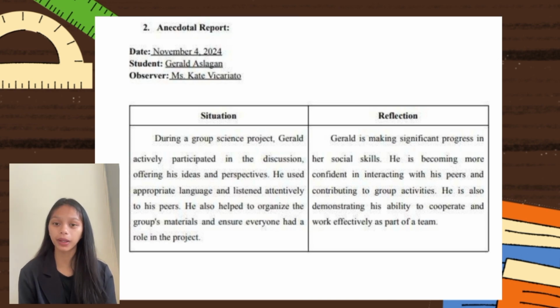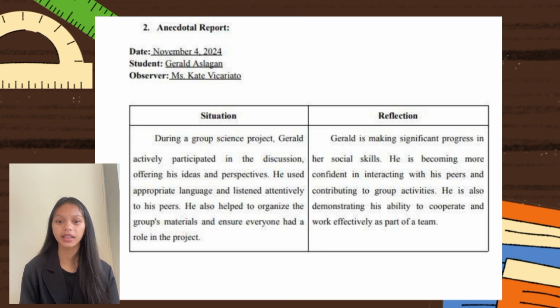Here in our example, we have the date, the name of the student, and then the observer. And here on the table, we have the situation, which identifies the description of the student's behavior or learning experience. After observing the situation, you as an observer have to write a reflection on what you observed. With this, anecdotal reports give teachers a deeper understanding of a student's strengths, challenges, and how they learn best.